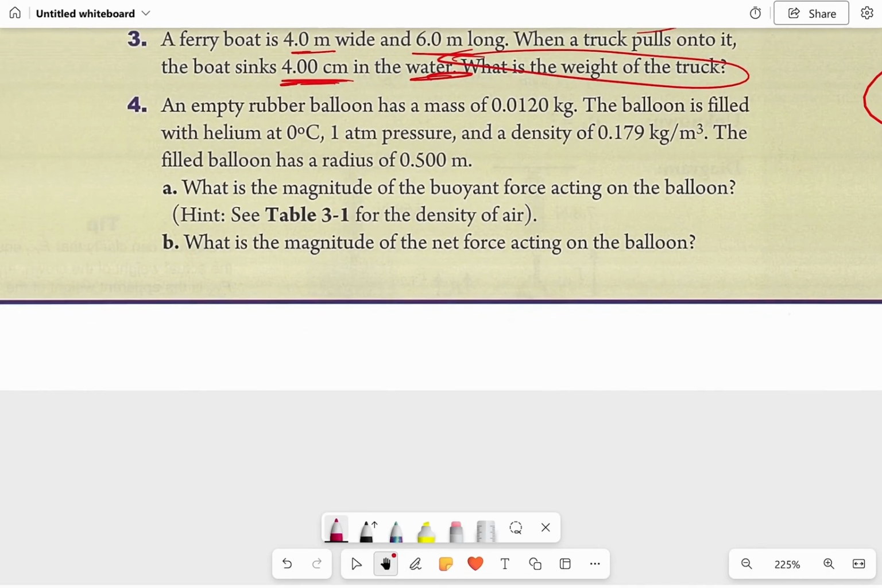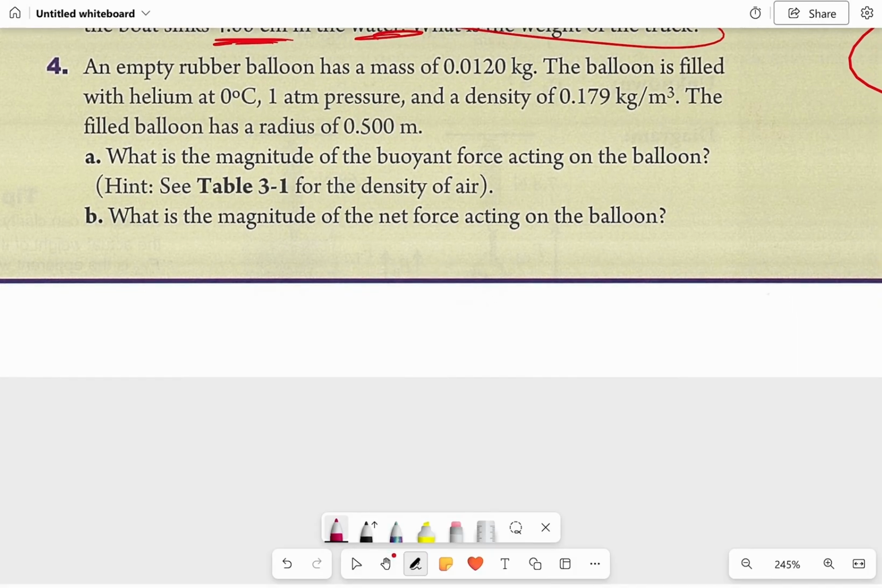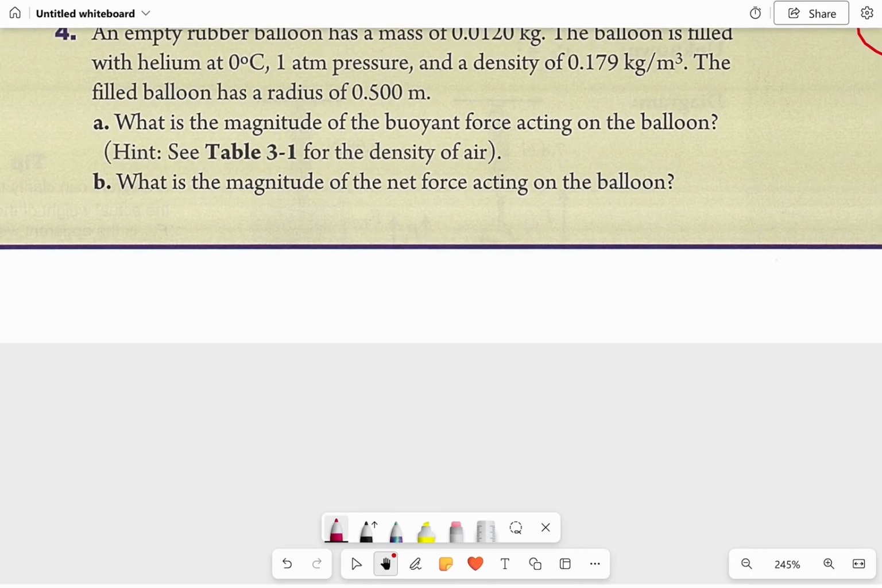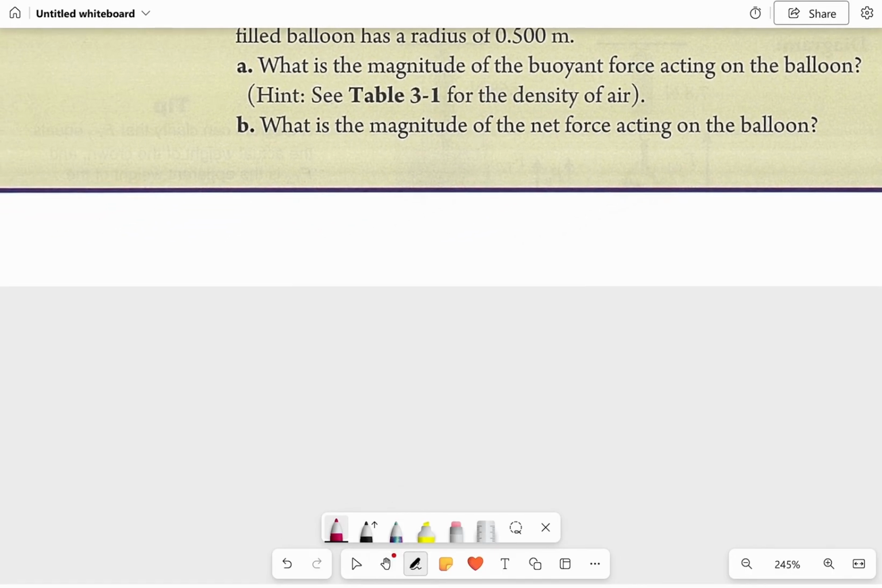Question 4 is a good question too. Please pay attention to this question. An empty rubber balloon has a mass of 0.0120 kilograms. So you have mass of the balloon. Okay, let's just write mass B is equal to 0.012 kilogram.